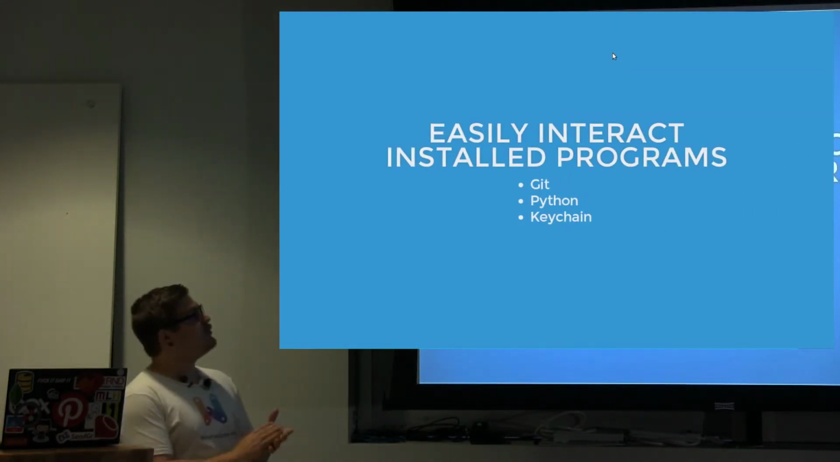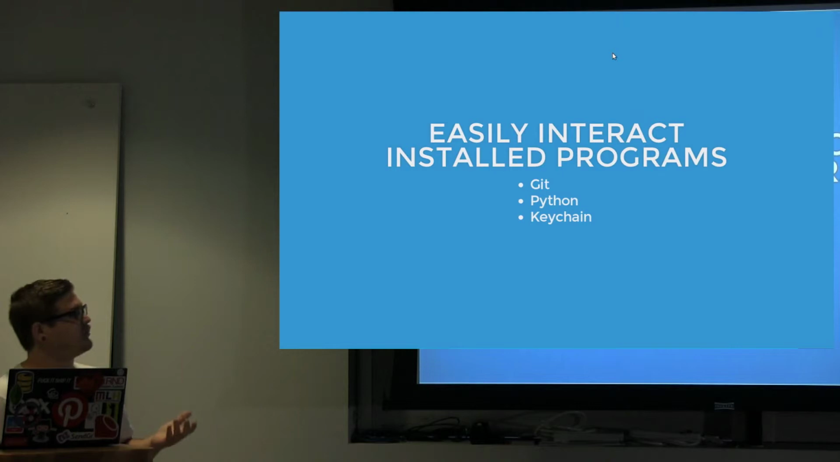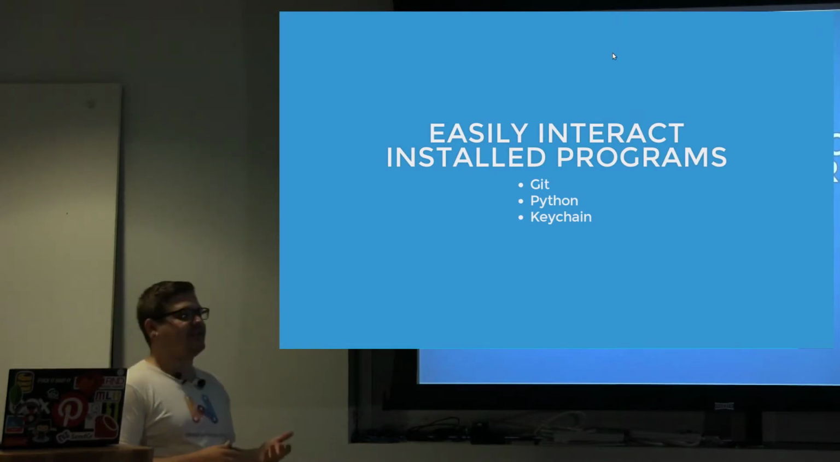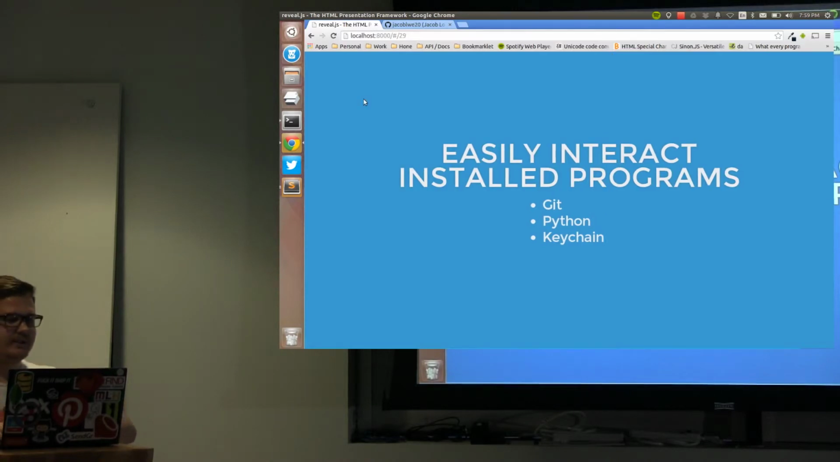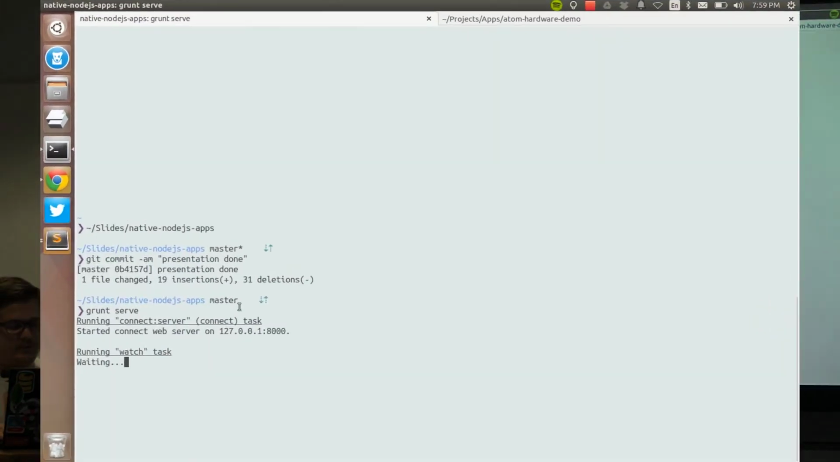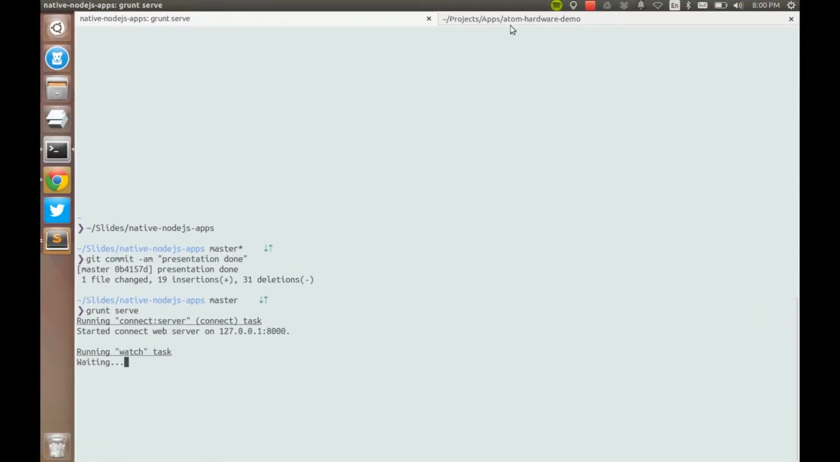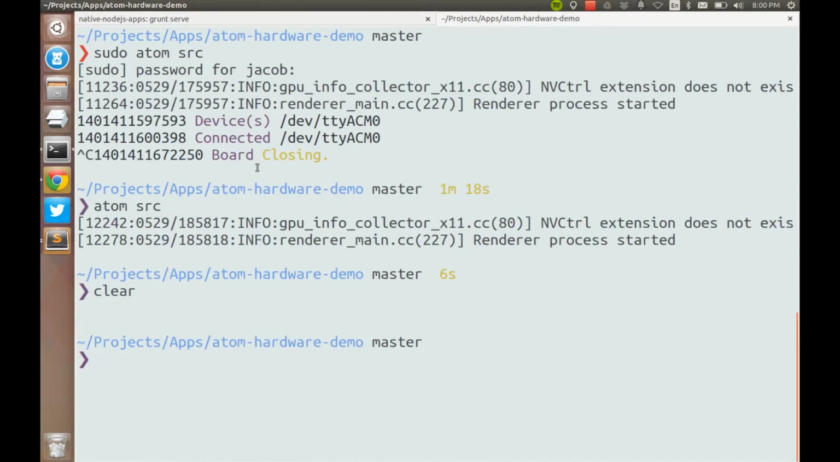And one thing that's really cool is that you can actually interact with installed programs like Git, Python, or your keychain or something. And actually, I have another demo showing this. So I'm going to go to my terminal, switch over, and start up the app. This is actually an Atom Shell app.